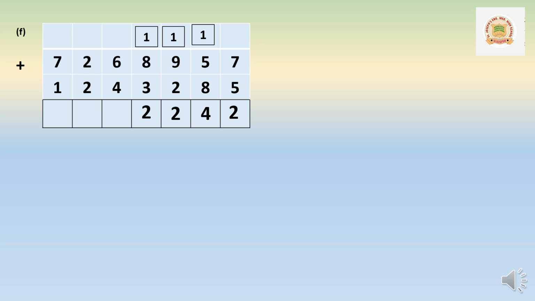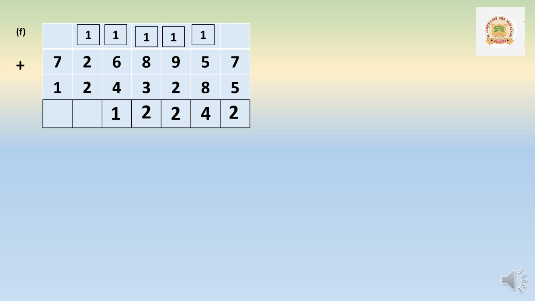2 is again in the thousands place. And 1 will be in the 10,000s place. Now add the 10,000s place number. 1 plus 6 is 7. 7 plus 4 is 11. So write down 1 and carry to the lakhs number 1.